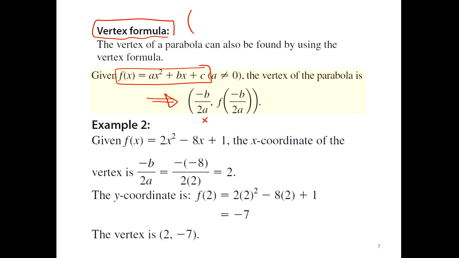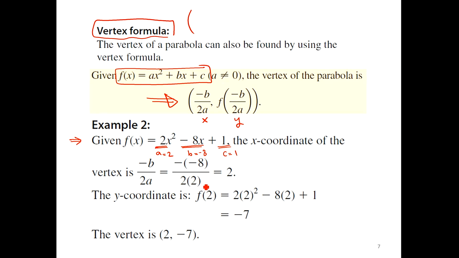Substitute the value of the x coordinate in f of x to obtain the y. For example, here we have 2, so a equals 2. The coefficient of x is minus 8, so b equals minus 8. And c equals 1. So the x coordinate is minus b over 2a, minus negative 8 over 2 multiplied by a, which is 2.